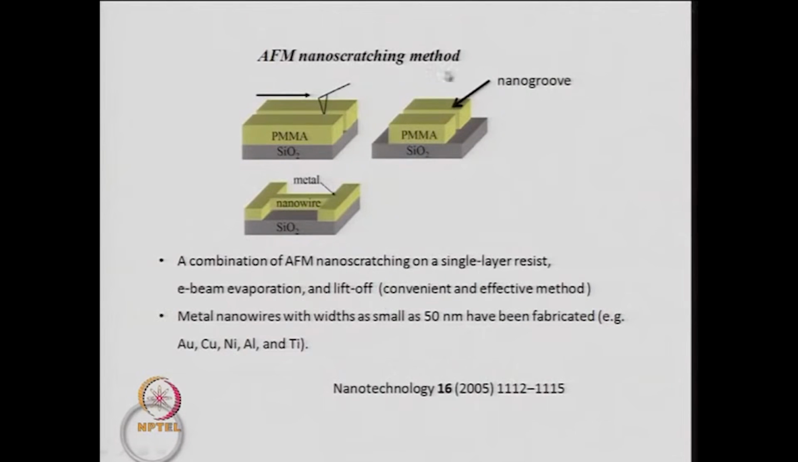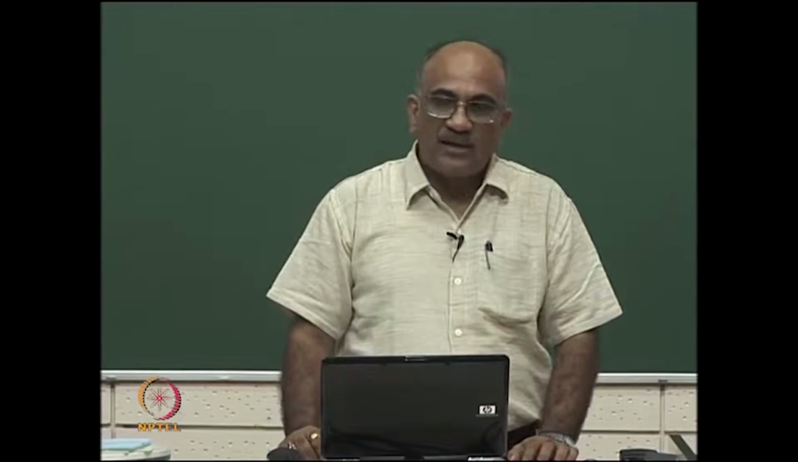Now, another method is using an atomic force microscope. So, in an atomic force microscope, you know that there is a cantilever, and at the tip of the cantilever you have this kind of a tip, which is normally made up of either tungsten or platinum or iridium. There are lots of different types of tips which are available.